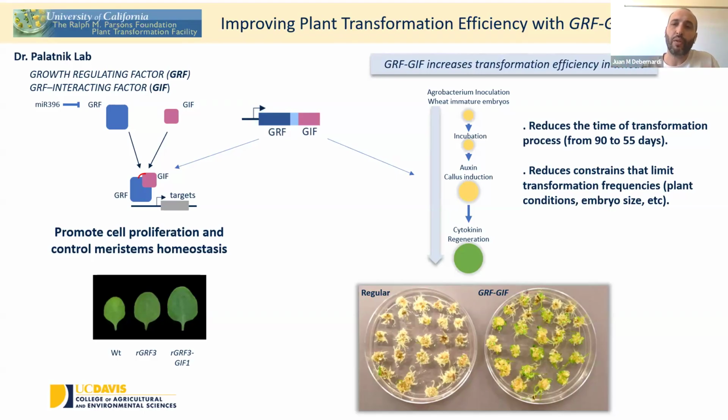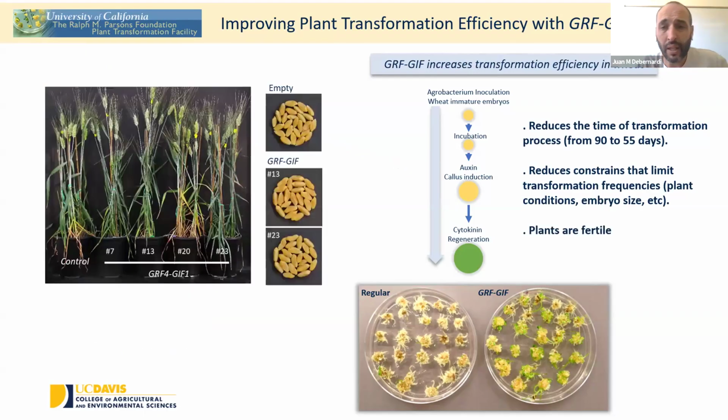Because if you can reduce the constraints or variance, or the effect of plant quality and stuff like that, it's easy for more people to establish this transformation protocol in their lab. I will show some examples of that later. And the other thing that makes GRF-GIF interesting is that the plants that we got after just incorporating this cassette in the binary vector were fertile. So we don't need any weird or complicated expression system to control them.